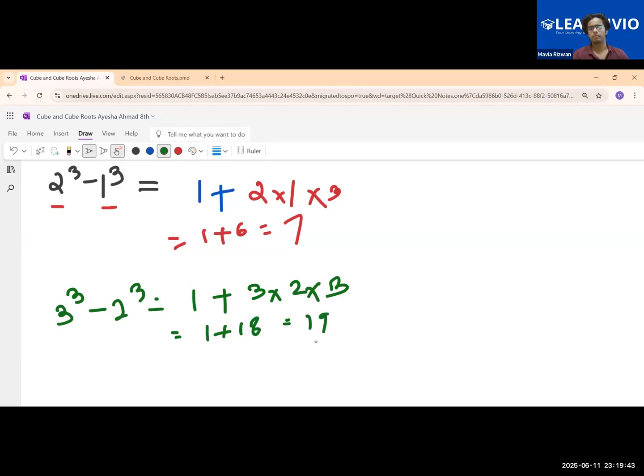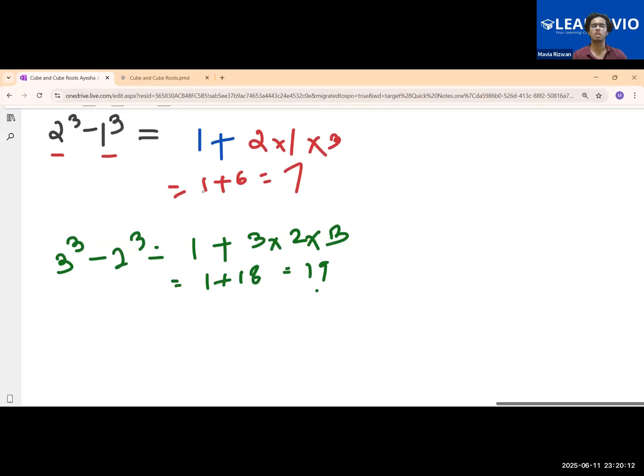Sir, but why did we add 1 in that? Aisha, why are we adding 1? Yes, sir. This is a pattern given in the book. To be very honest, even I don't know why I have to put this. Mathematicians must have researched before finding this pattern. But this is the pattern that exists. Okay, so for the next number, that is 4 cube minus 3 cube.